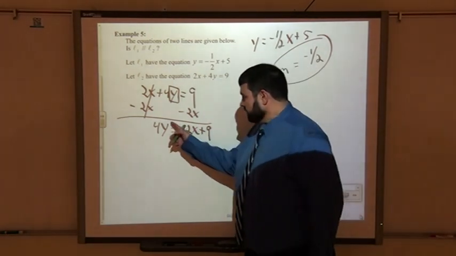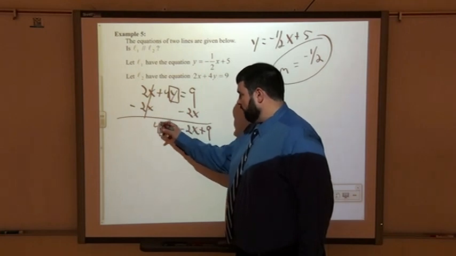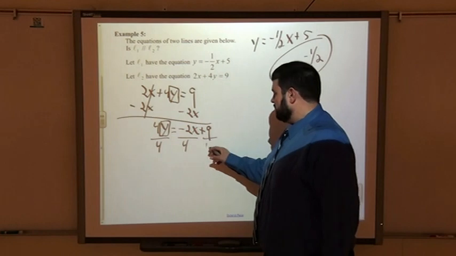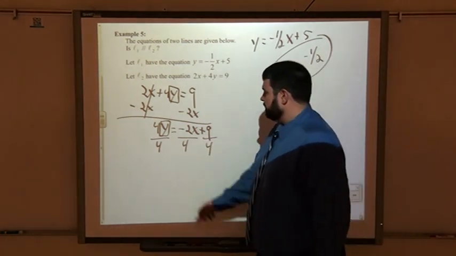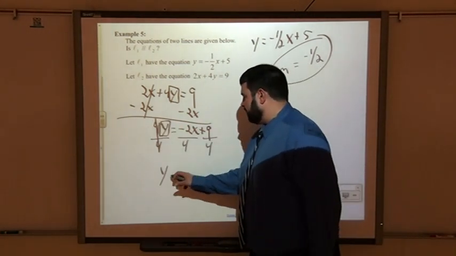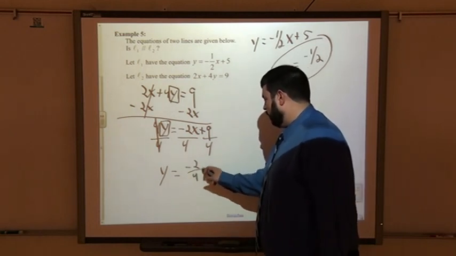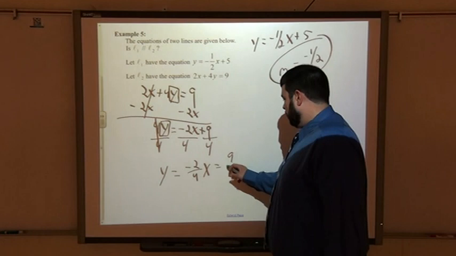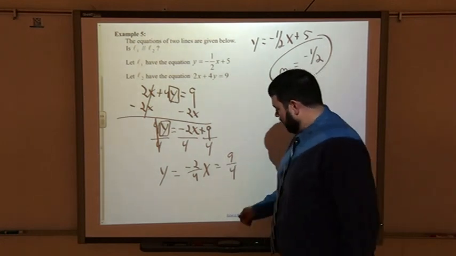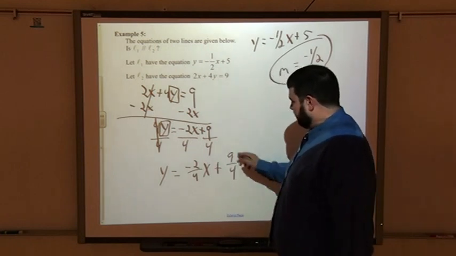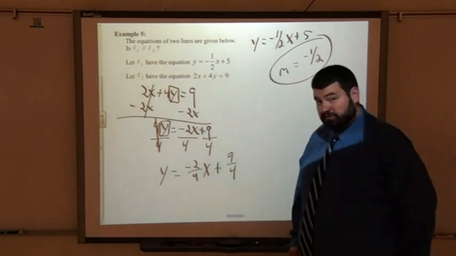Now, I need to get the y all by itself, and the way we're going to do that is we're going to divide every single thing by 4. Okay? That goes away. Now I'm left with a plain old y. I get negative 2 over 4x plus 9 over 4. Now I can leave that alone, but I need to reduce this fraction.